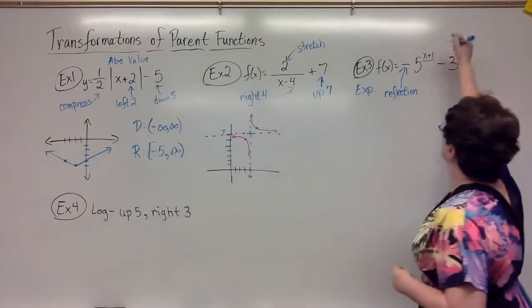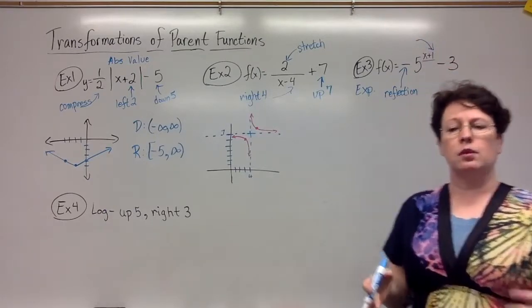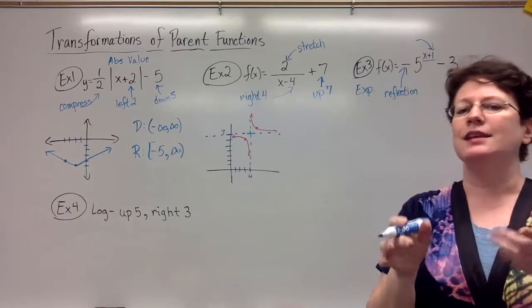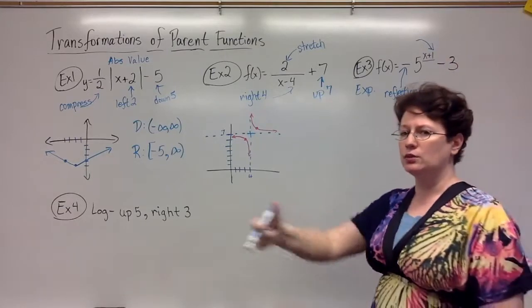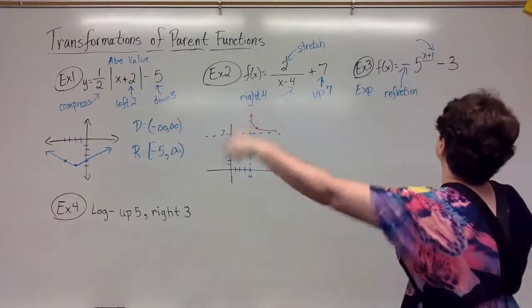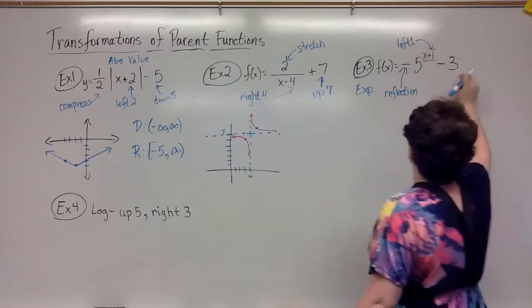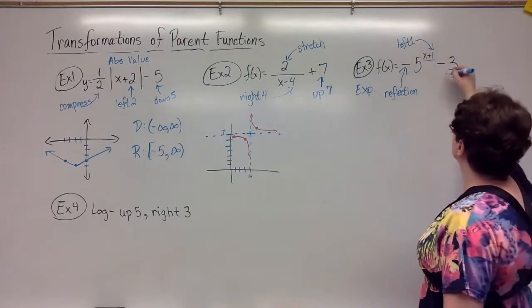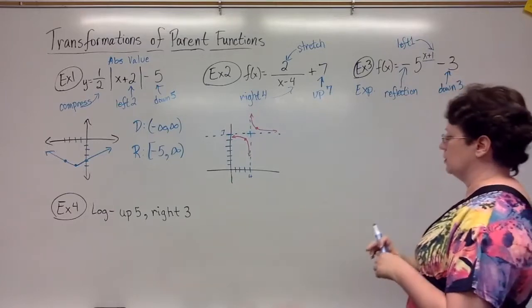I see a +1 up there with my exponent. It's with the x. Remember, anything with the x is the liar. He's the spy. He's going to do the opposite. So instead of going to the right one, he's going to go to the left. And then my -3 at the end, yeah, you got that one. That's the easy one. Down 3.